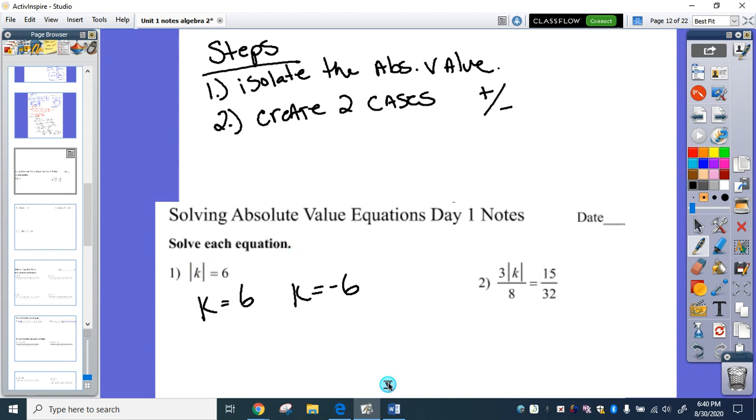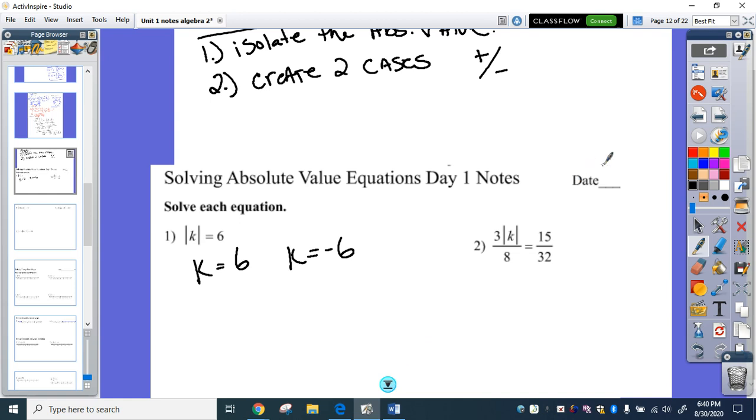Sometimes the variable is isolated very easily. Sometimes, like in number 2, we have a little bit of work to do. The first thing I would do with a problem like number 2 is cross multiply, because the absolute value is in the numerator and we have two fractions to deal with. So 3 times 32 is 96 times the absolute value of k, equal to 8 times 15, which gives us 120.